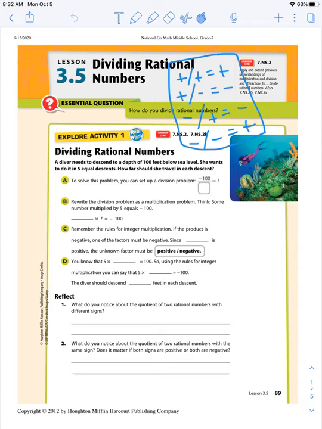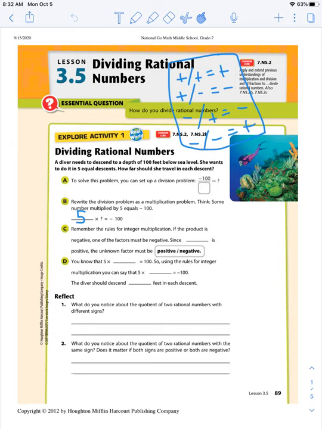She wants to make 5 equal descents, so we know there's going to be 5 equal groups. We're starting with negative 100 because it's a depth of 100 feet below sea level, so we're representing that with a negative. All right, so we're going to rewrite that to think what number times 5 equals negative 100. So this is 5 times what equals negative 100.